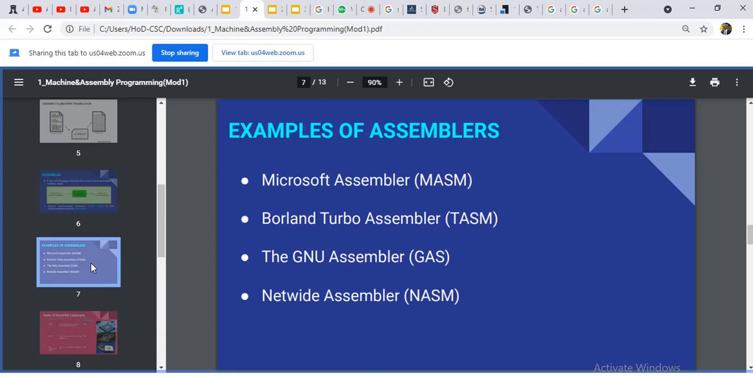So these are some common assemblers that we have. We have the Microsoft Assembler, for short called MASM. Then we have the Borland Turbo Assembler, TASM. Then we have the GNU Assembler, which we call GAS. We have the Netwide Assembler, which is NASM. Now there are other types, but these four are the common assemblers that we can use to write assembly programs.